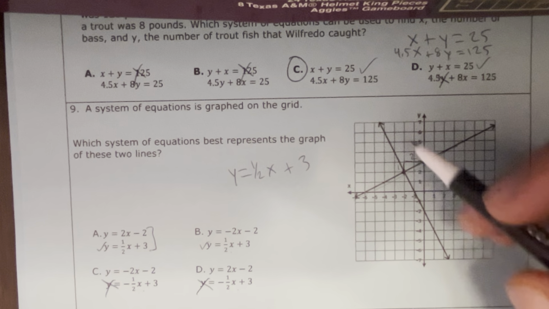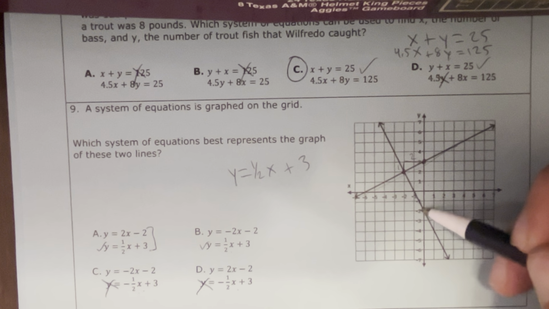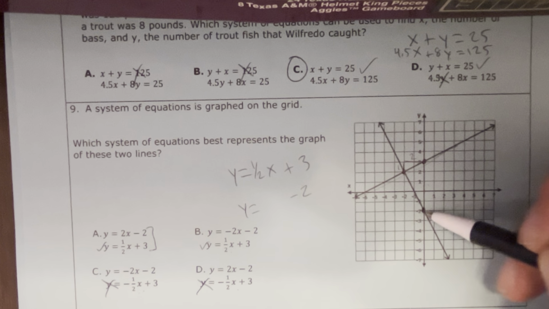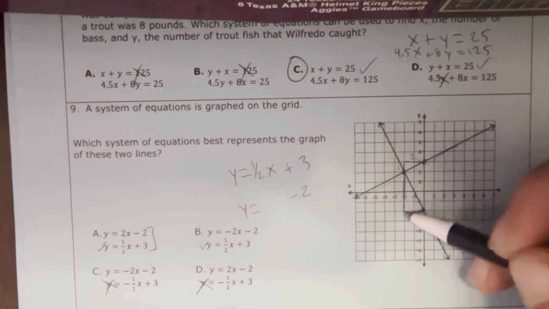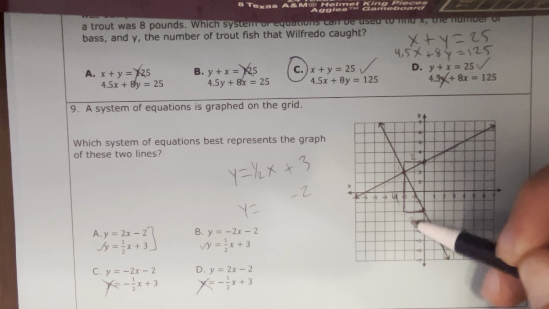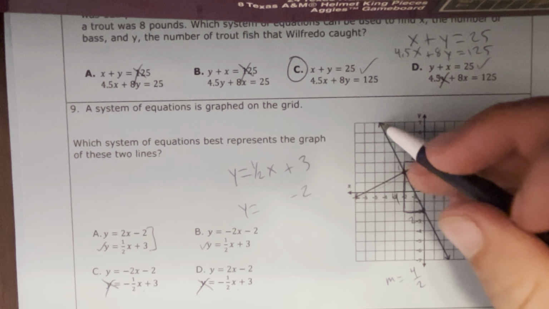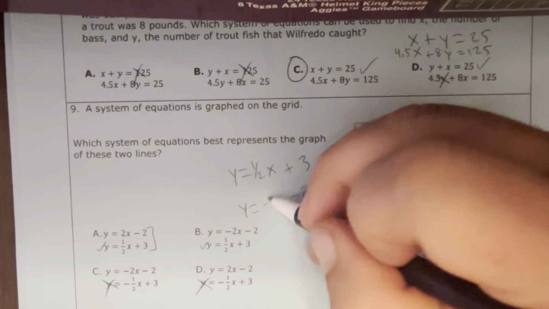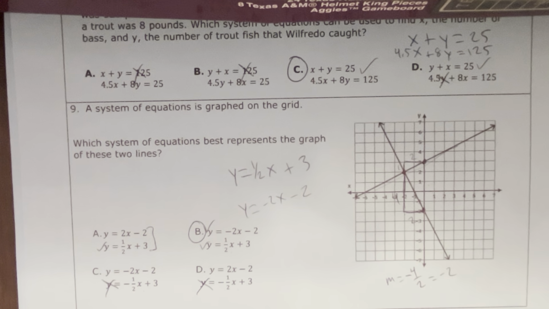So for my other line, this line right here, the y-intercept is -2. And then, again, I could use the same point to see what that would be. So it goes down 1, 2, 3, 4, and over 2. And so that slope would be 4 over 2. It's also falling to the right, so it's going to be negative, which is going to be -2. So we're going to have -2x minus 2. Which is this one right here. So B is the correct answer.